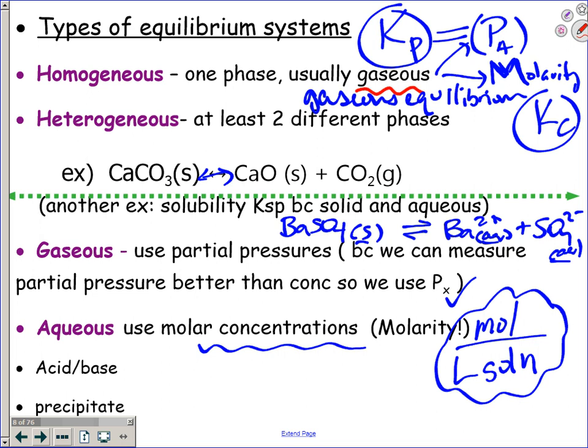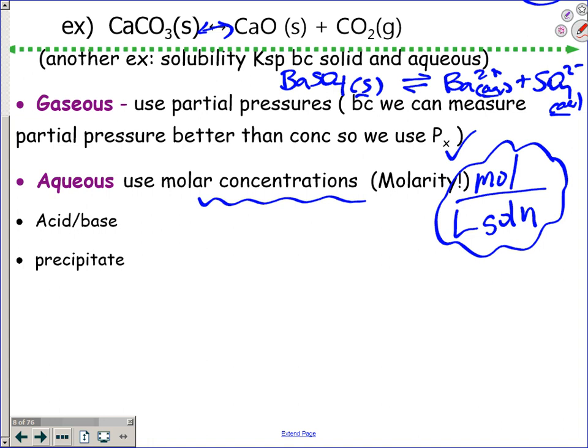And then we'll talk about these whenever we get to those. Acid-base equilibrium is a unit in itself, but we will talk about precipitates maybe on Thursday. Okay. Thumbs up, can we move on?